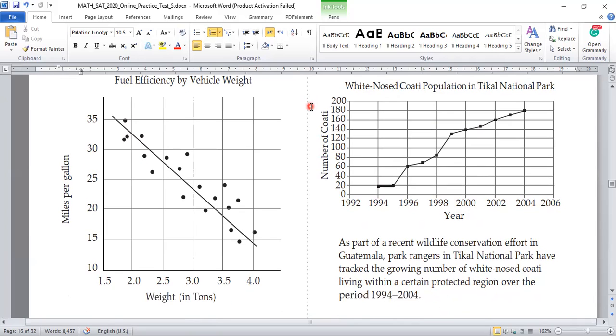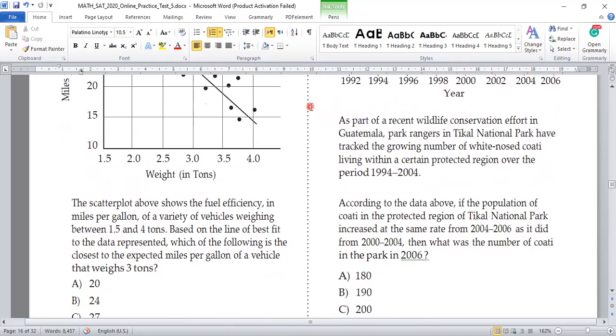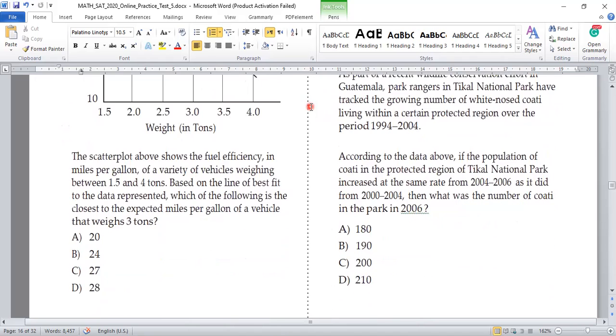One is tilting towards the left, so it's a negative correlation. It's just like a scatter diagram, with miles per gallon on the vertical line and the weight in tons. So you can see the two things. And now the question is, now please read this one.